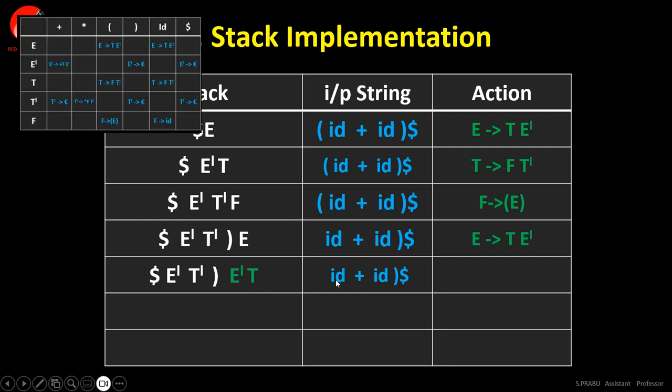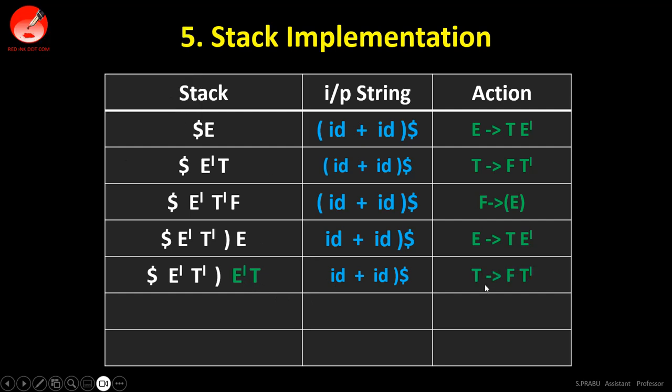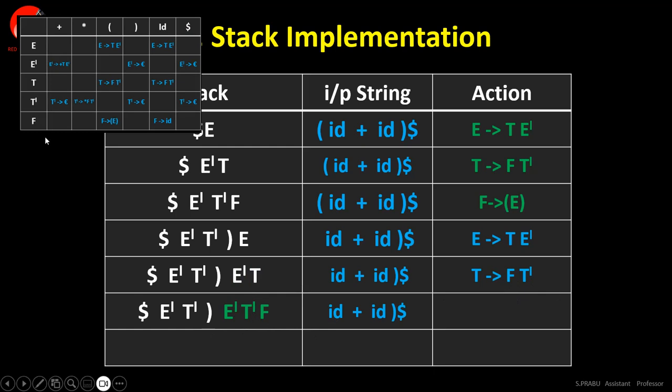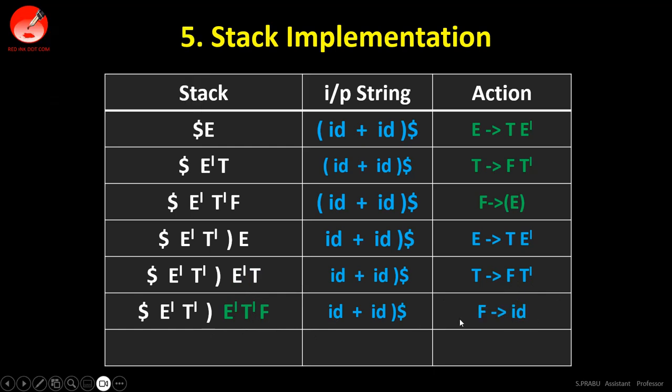Compare T and ID in this table. T and ID is FT dash. So I can write T tends to FT dash. So instead of T, I can write FT dash in reverse order. Then compare F and ID. F and ID is F tends to ID. So I can write F tends to ID here. So instead of F, I can write ID. Then compare these two elements. If these two elements are the same, you pop out from the stack as well as remove from the input string. So after removing, I get the elements like this.